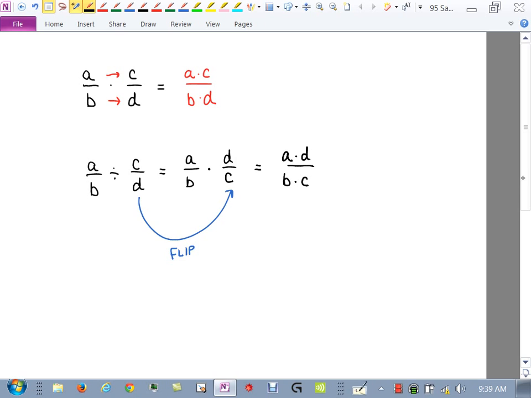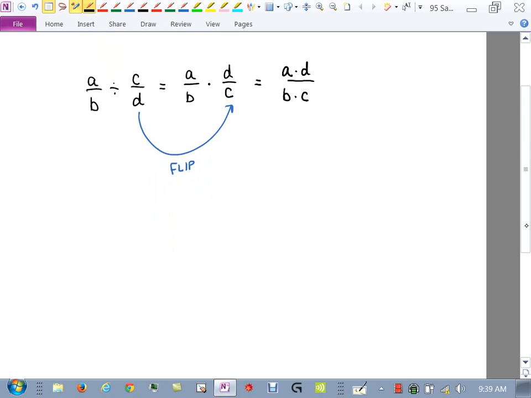All right, but let me show you how we have to be a little bit careful. Let's do something with numbers. Let's say I have 4 over 9 divided by 3 over 2. Yes. That's what I'm going to address right now, okay?